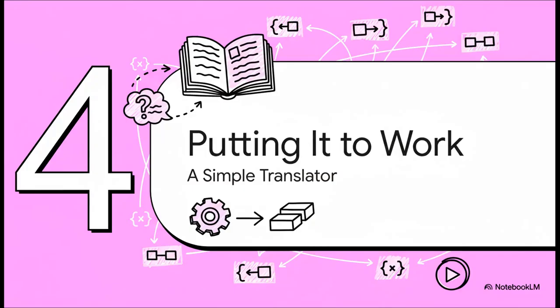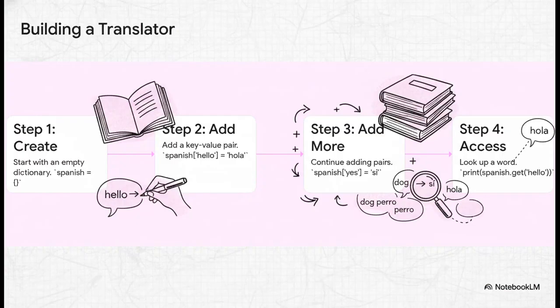All right, let's take that new toolkit of ours and put it to work. We're going to build a super simple little translator to see how all these pieces fit together in the real world. So just watch how this flows. We start with a totally empty dictionary. Then we start filling it up, right? The English word is our key, the Spanish word is our value. And once it's filled, we can use our safe .get method to look up hello and get back hola. This is just a perfect example of what dictionaries are built for.